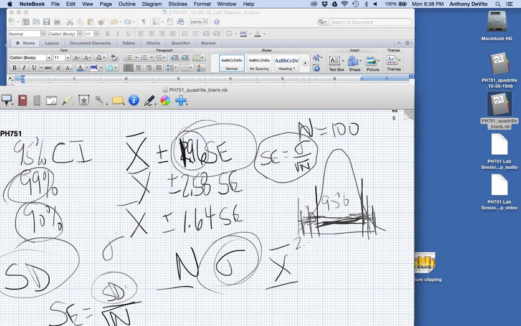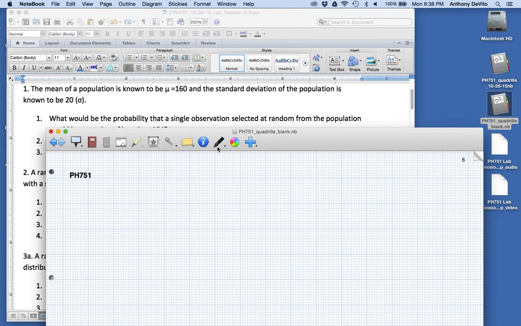Okay, let's get a fresh piece of paper here. Okay, and we're simply dealing with a normal distribution, right? Did I say it was normal? I think I should have said it, right? But let's assume it's normal. Mu is 160, right? So this is 160.